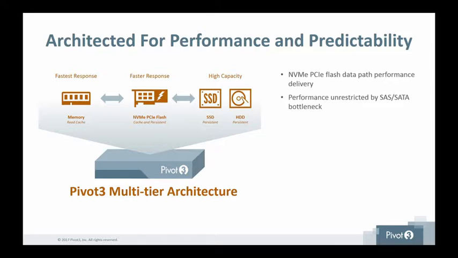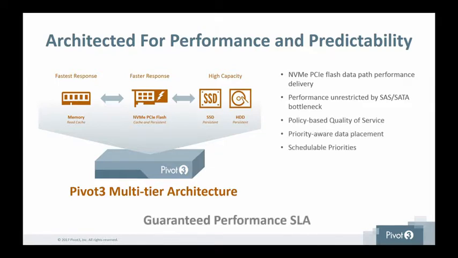So NVMe allows you to really get around that bottleneck by placing your media right on the board in PCIe. So you get far better performance, about 450% better, with this. But that's just the hardware. Anybody can do that by just placing a card in a PCIe slot. What we do on top of that is what differentiates us. That's our secret sauce: quality of service, priority-based data placement, policy-based quality of service, and schedulable policy of service.